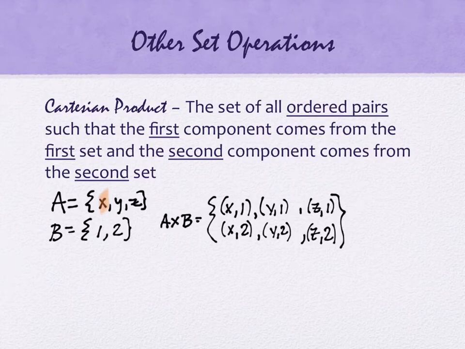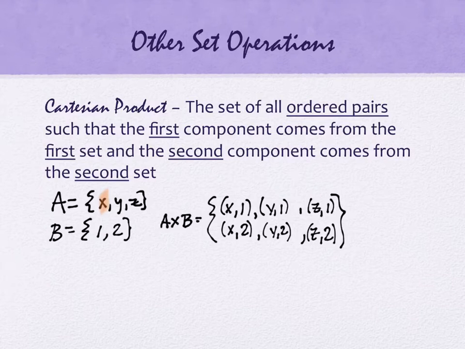So the Cartesian product is simply a set of pairs of elements where one element comes from one set and the other element comes from the other set. Notice there is no ordered pair that says XY because they both come from set A. I need one thing from set A, one thing from set B.